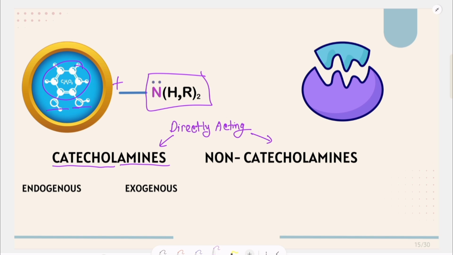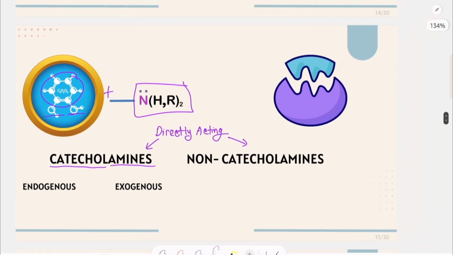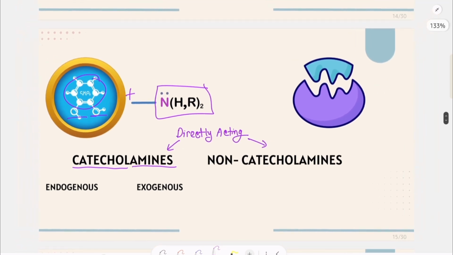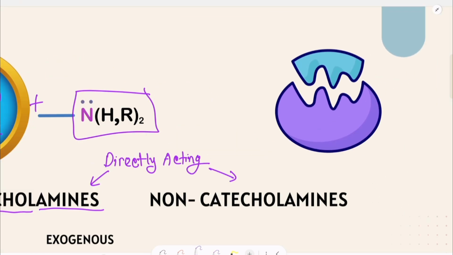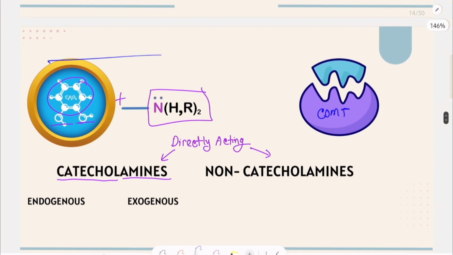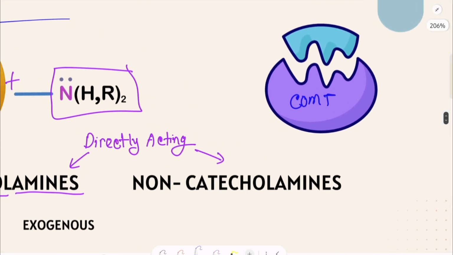If this is absent, it is called a non-catecholamine. The important thing to know is that this chemical structure of catecholamine can be recognized by some enzymes in the body. And the name of the enzyme is catechol O-methyltransferase, COMT. This enzyme COMT can recognize any drug that contains this chemical structure. And this enzyme is present in large quantities in the gastrointestinal tract.